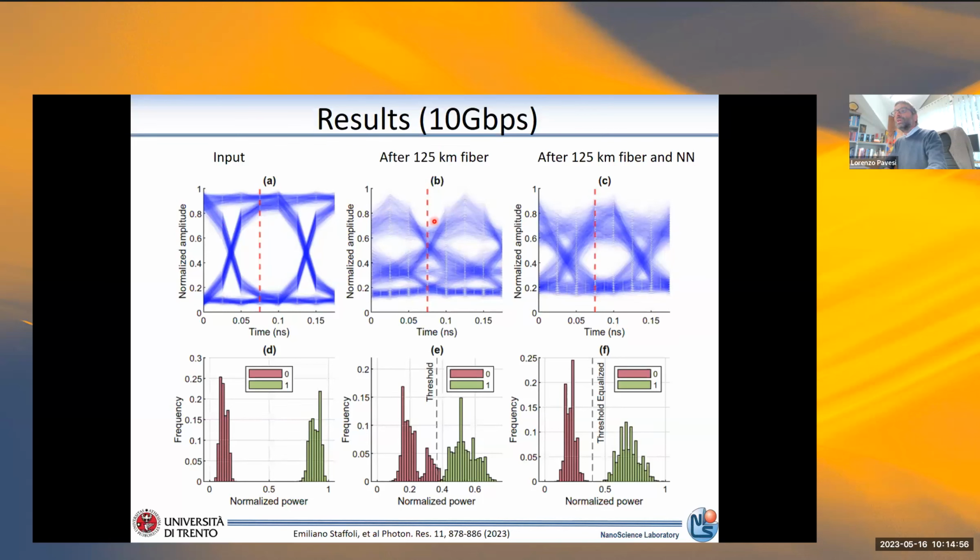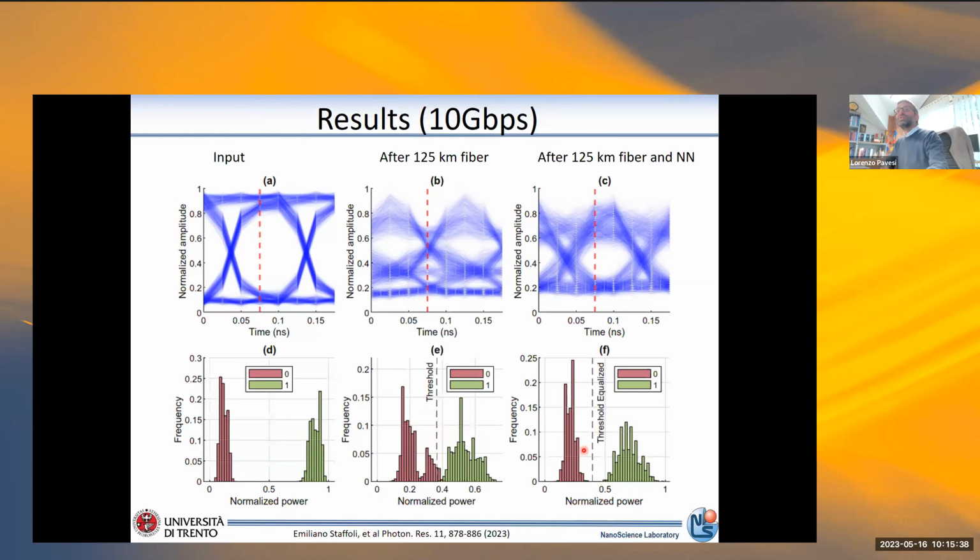And then what you see is the action of the chromatic dispersion: after the signal has propagated 125 kilometers in an optical fiber, we have completely lost the information. The eye in the eye diagram has been closed, and now the two histograms of the zeros and ones are overlapped. Then after training the neural network, this is the output. And what you see is that the eye diagram is open again, meaning that now we are able to distinguish the 1 from the 0.